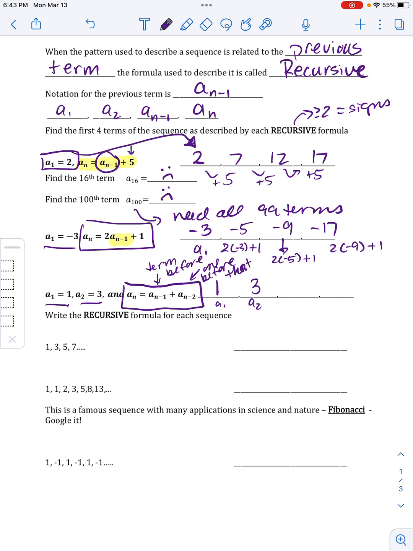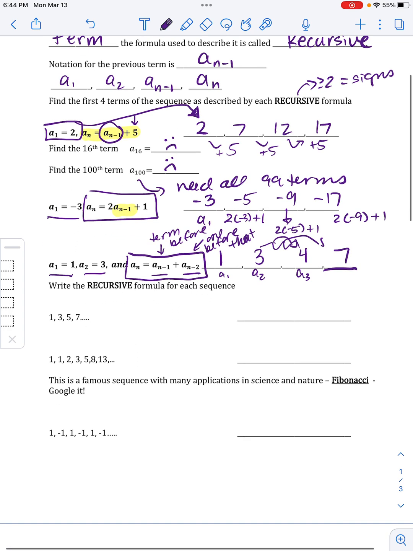So what they're trying to say is here, to fill the third term, I'm going to add the one right before it plus the one before that. So I'd be adding the 1 and the 3 to generate this value. Now to fill this space, I'm going to add the 2 terms before that to get that value, and so on down the line.